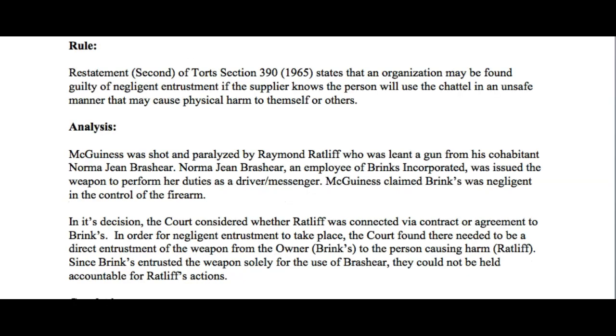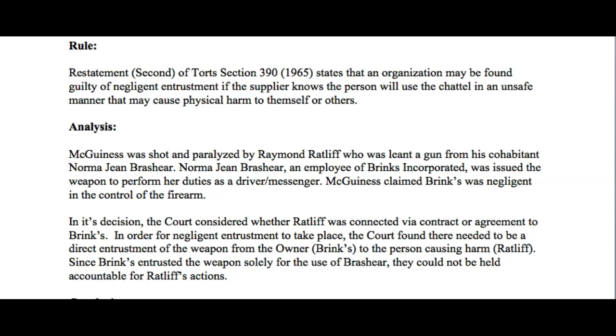So now we talk about the case a little bit in the analysis. McGinnis was shot and paralyzed by Ratliff, who was lent a gun. He lived with a Norma Jean Brashear. Brashear was issued a gun by Brinks. She was a driver messenger, right? So Brinks issued the gun to Brashear. Brashear lends it to Ratliff, who she lives with, and Ratliff uses the gun to shoot McGinnis. Was Brinks, the one who gave the gun to Brashear, responsible for the injury to McGinnis?